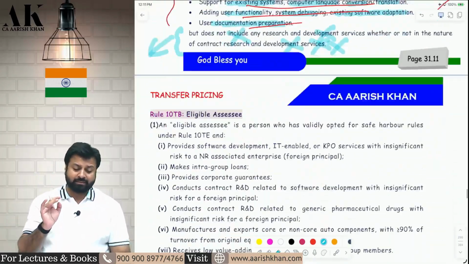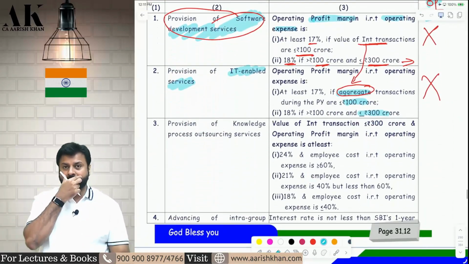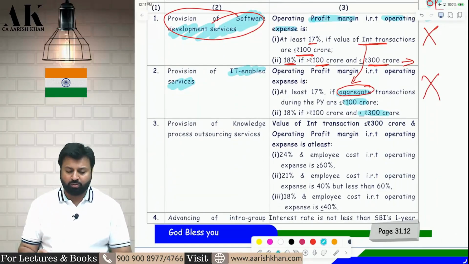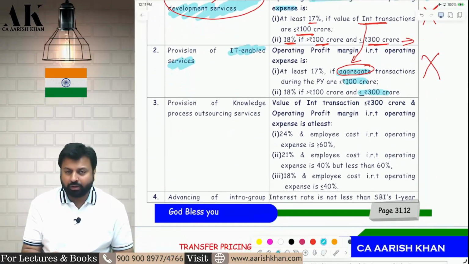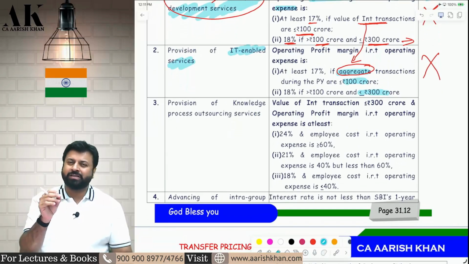Don't remember all these things. But yes, nature of business you have to remember. You may forget this. It's okay. But nature of business you try to remember. Don't try to remember what is operating profit, what is operating cost. That they will directly give in the exam.